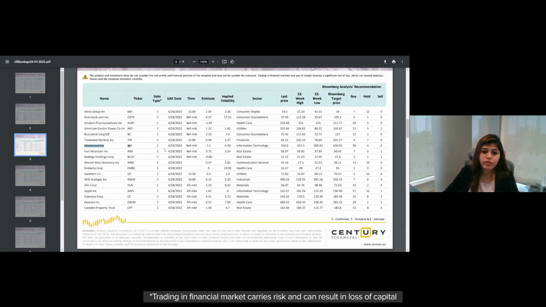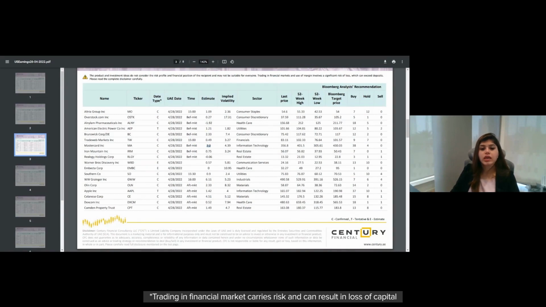We have the date when it is expected to report. Then we have something called before market and after market. Companies always will either report before the market or after the market. They never report when the market is on and live. The earnings will always be either after the market closes or before the markets open. So Mastercard is expected to report before the markets open, and we have an earnings per share estimate.